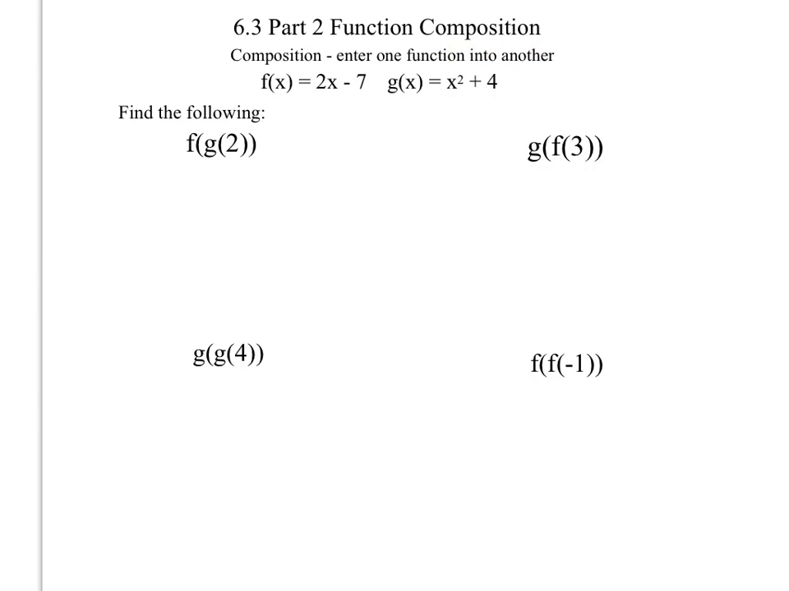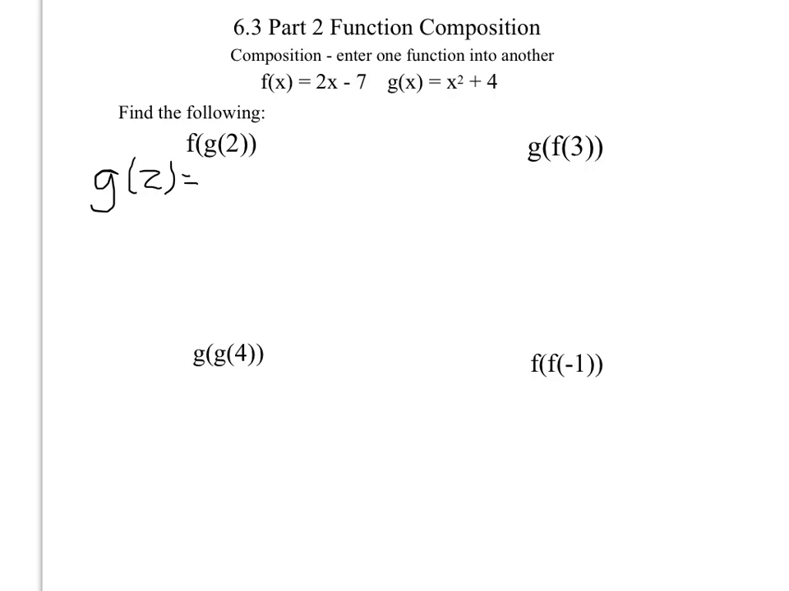So starting out with this first one, we have f of x equals 2x minus 7, g of x equals x squared plus 4. We want to find f of g of 2. Now with these, when you have the number in them, very simple, we're just going to work it from the inside out. We're going to first find out what g of 2 is. So g of 2, all it's really asking us to do is put 2 into g.